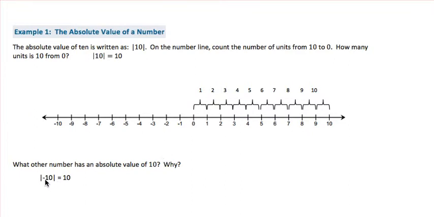And we know that negative 10 is also 10 units away from 0. So we'll write with the absolute value symbol, remember, is the two vertical lines with a number in between. We write the absolute value of negative 10 is also equal to 10 because it is 10 units away from 0. Absolute value does not care which direction, only how far from 0.